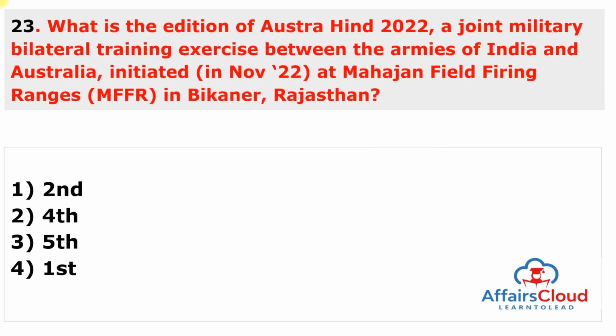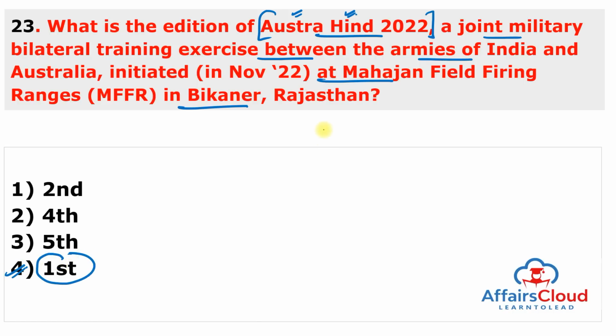Next question is, what is the edition of Astra Hind exercise of 2022, which is a joint military bilateral training exercise between the armies of India and Australia. Hind stands for India and Astra stands for Australia, initiated at Mahajan Field Firing Ranges in Bikaner, Rajasthan. And this is the first edition of the Astra Hind 2022.